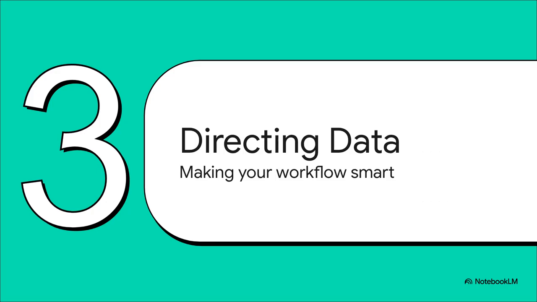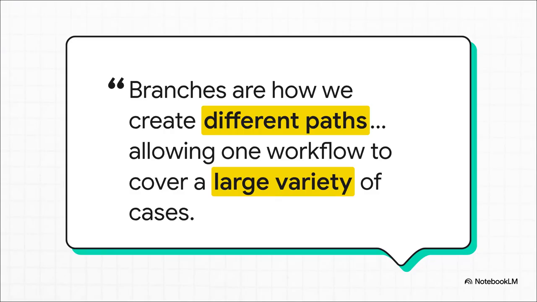Okay, now we get to the really powerful stuff. See, connecting nodes in a straight line is useful, for sure, but branching is what makes your workflow truly intelligent. This is how we move beyond simple one-track automations and start building processes that can actually make decisions. This quote right here just nails it. Branching is how you create different paths for your data. Think about what that means. Instead of building and maintaining, say, 5 different automations for 5 different scenarios, you can build one smart one that just adapts on the fly. That's the real power we're talking about here.